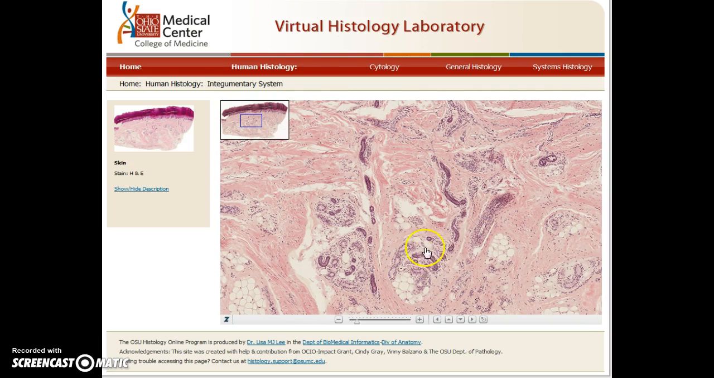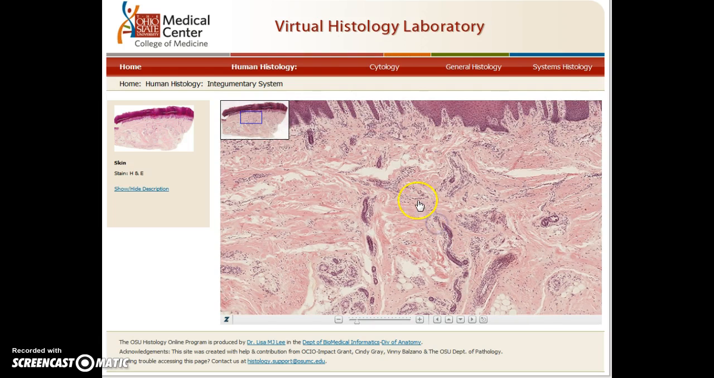This sweat gland, I can see the coils, cuboidal cells, and I can see it coming all the way up. And if I would be able to follow it up all the way to the epidermal surface. Same thing with this sweat gland duct.